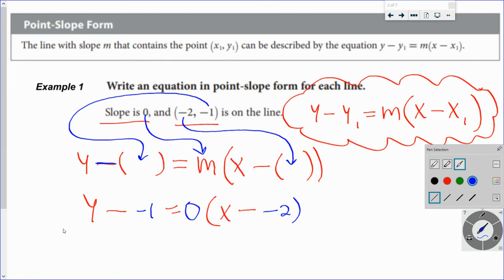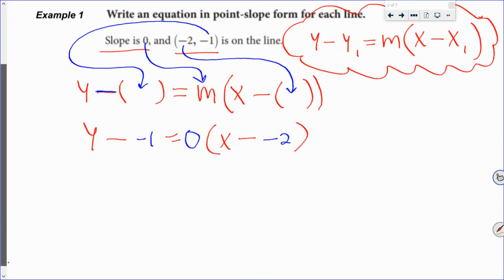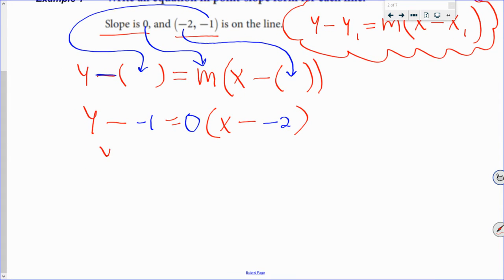Okay, now, I don't like double negatives. So I'm going to clean that up just a bit, okay? So this becomes y plus 1, and it equals 0 times x plus 2. Okay, see how I clean that up? Got rid of my double negatives.